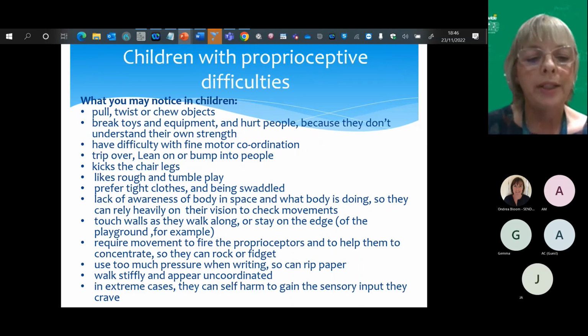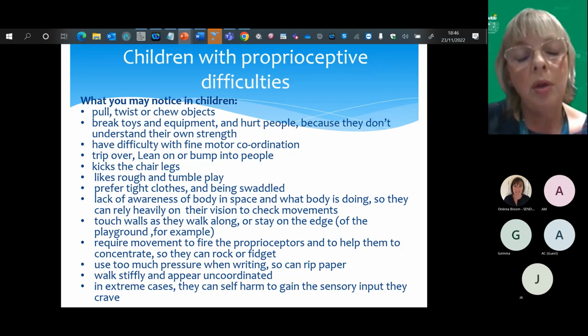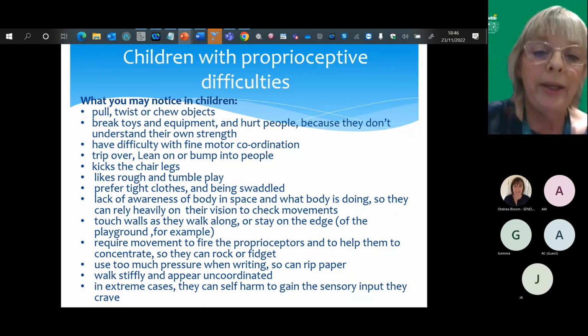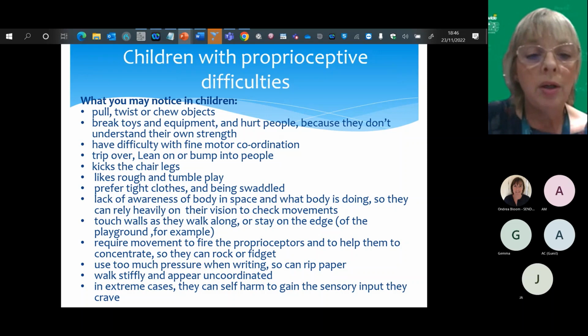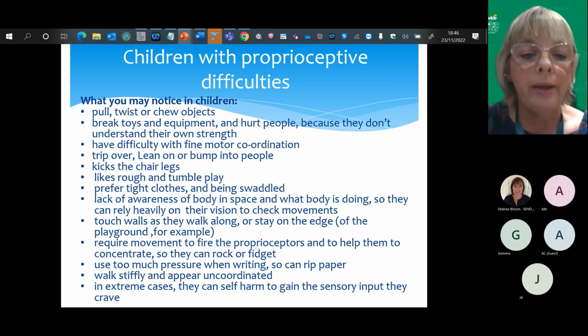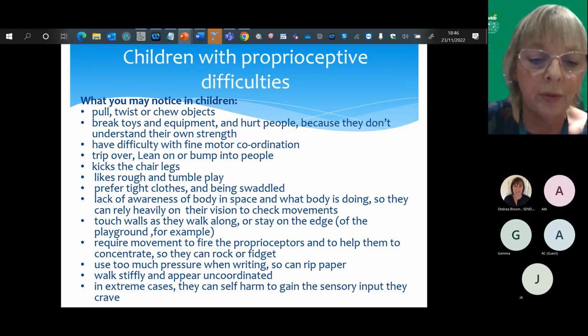So there's a long list of how proprioception impacts. Basically, to summarise, if your child's clumsy, doesn't coordinate well, is the child that doesn't get picked out for PE activities, is always the last one picked, is struggling to get dressed in the morning, struggles to do buttons up, that can all be an indication of a proprioceptive difficulty.